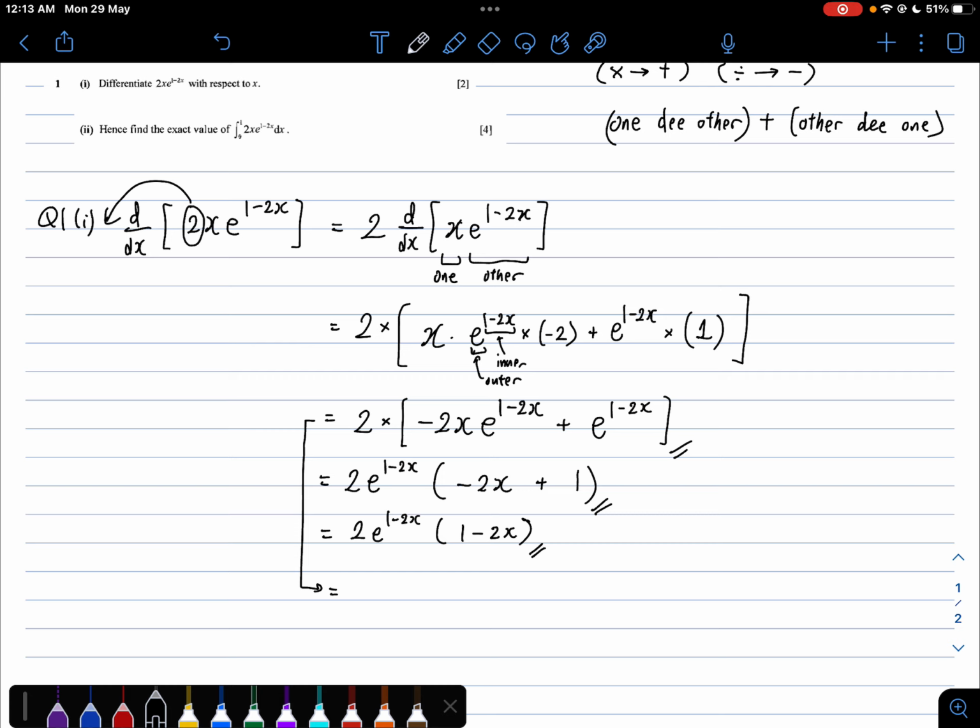I will rewrite it in the following way. I will multiply the 2 into each of the terms. Let's see what happens. So 2 times a negative 2, you get negative 4 times x times e power 1 minus 2x. And then you have 2 multiplied into the second term.